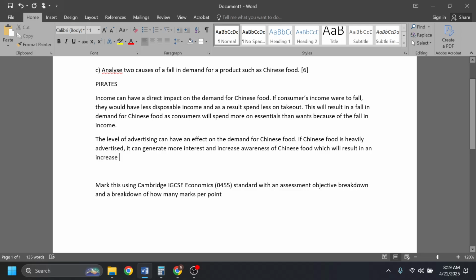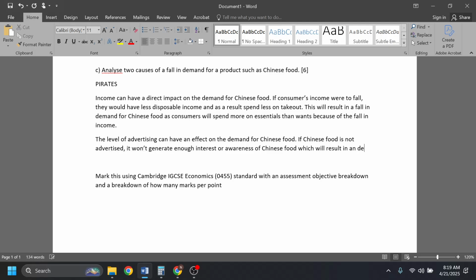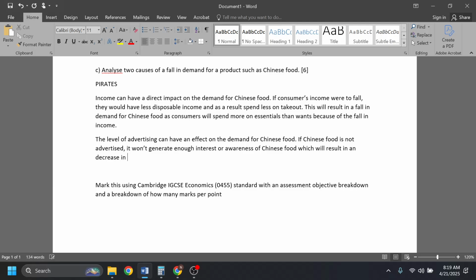Oops, sorry. You see, this is bad. We're looking at a fall in demand. So let's not put heavily advertised. If Chinese food is not advertised, it won't generate enough interest or awareness of Chinese food, which will result in a decrease in demand for Chinese food.